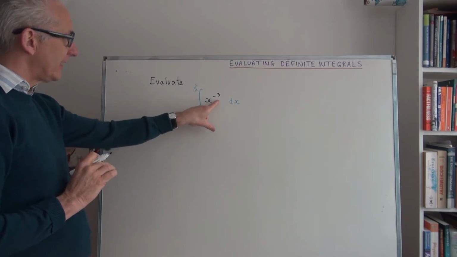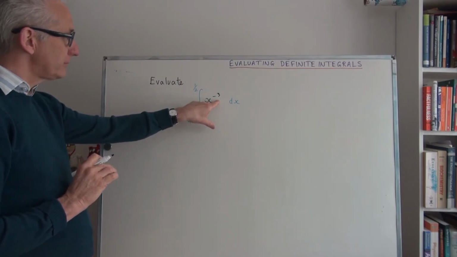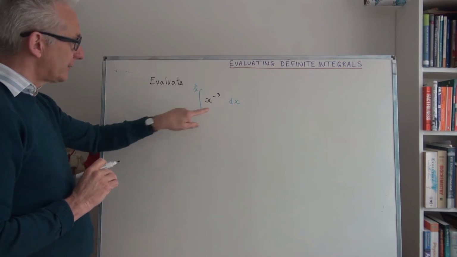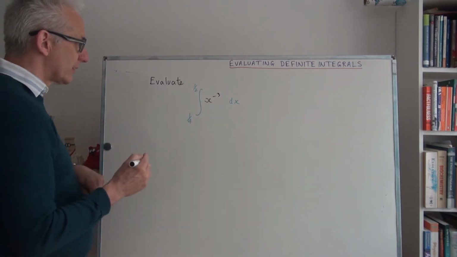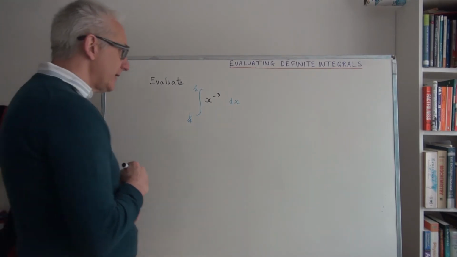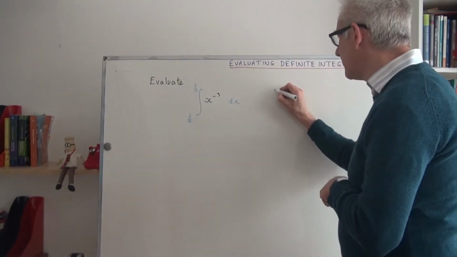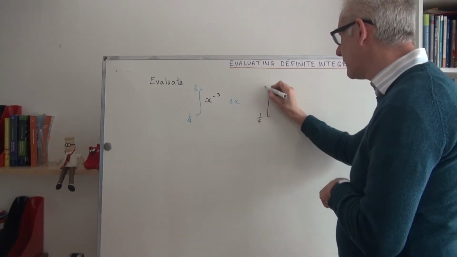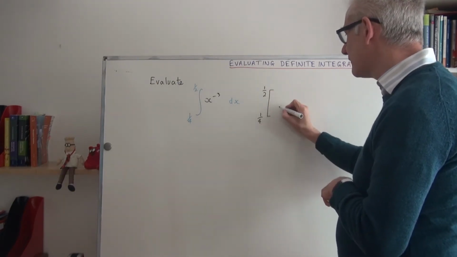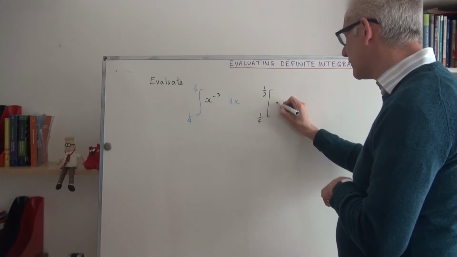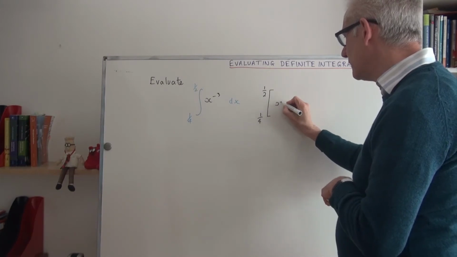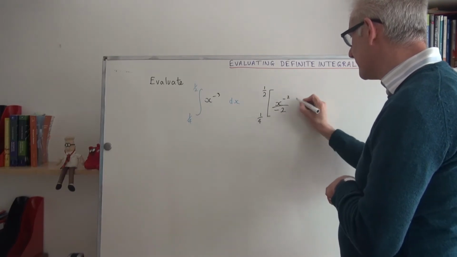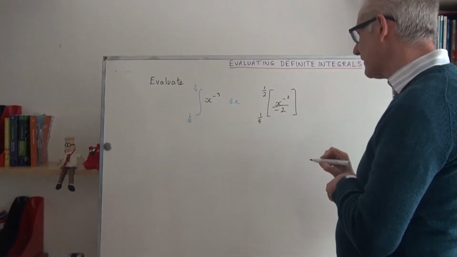The antiderivative increases the power by 1, x to the minus 2, divided by the new power, minus 2. So we're going to write that on the other side, over here. One little square brackets, a quarter, a half, and then we're going to write the new function, the antiderivative, which looks like that.